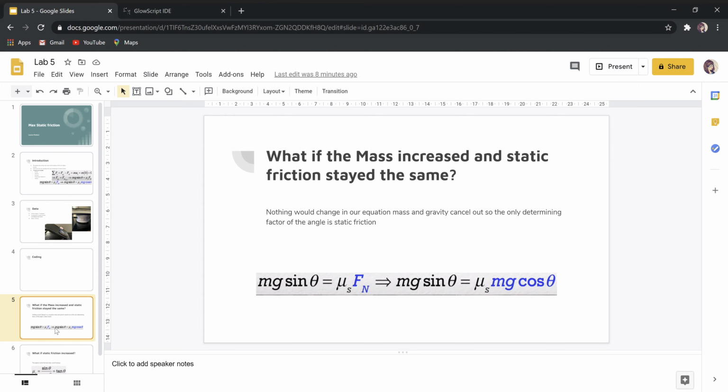Then some questions about this lab. What if the mass increased and static friction stayed the same? So the component of static friction stays the same, but the mass increases. Actually, nothing would change in our experiment, since in the equation we use to get the static friction and angle, mass and gravity cancel out on both sides. So mass and gravity don't impact the experiment, and our only determining factors are the component of static friction and the angle.